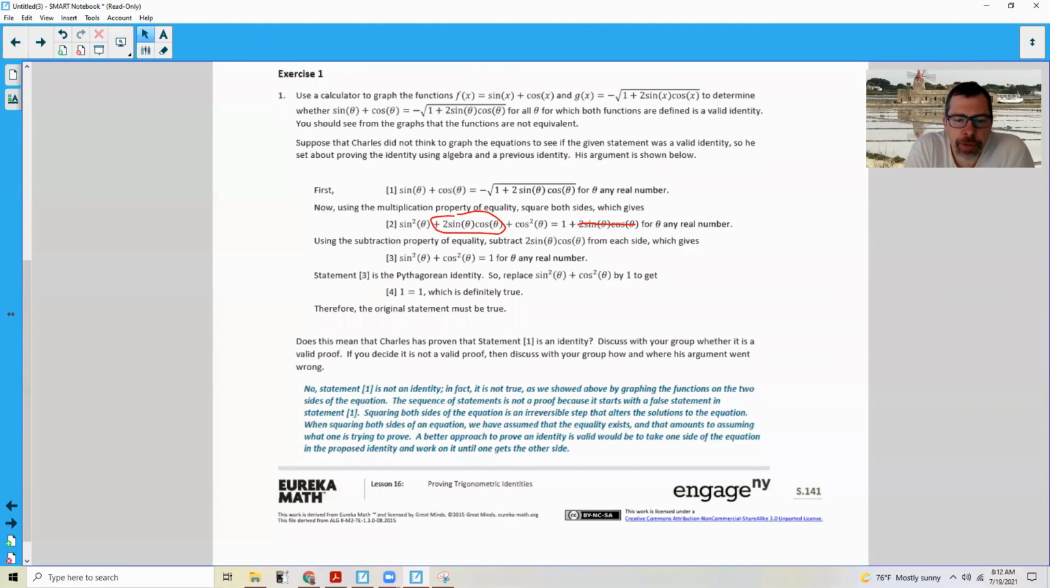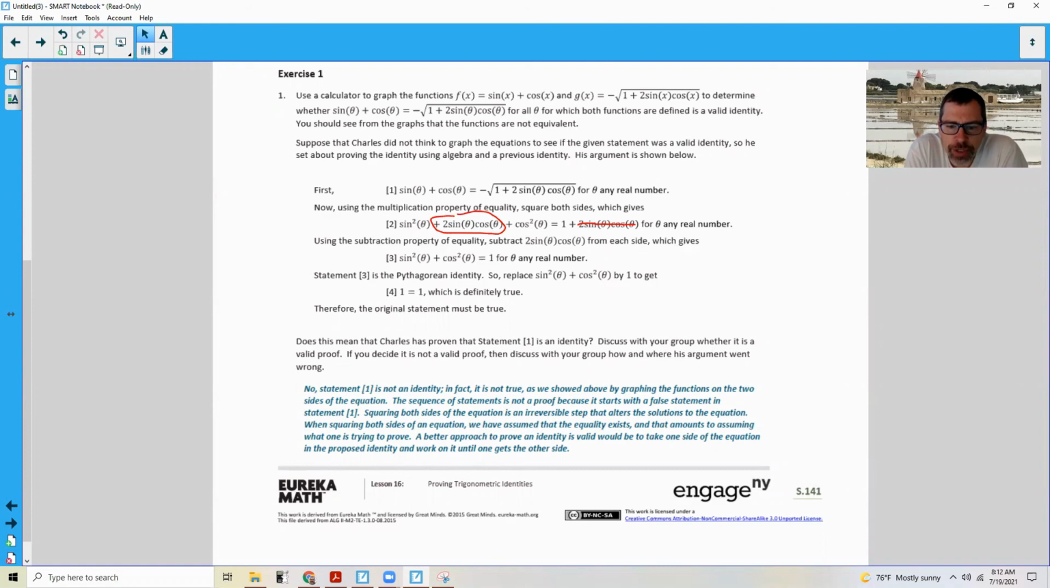Okay, so here's the argument. No, statement 1 is not an identity. In fact, it is not true, as we showed above by graphing the functions on the two sides of the equation. The sequence of statements is not a proof because it starts with a false statement in statement 1. So you can't start a proof with something that's not true.